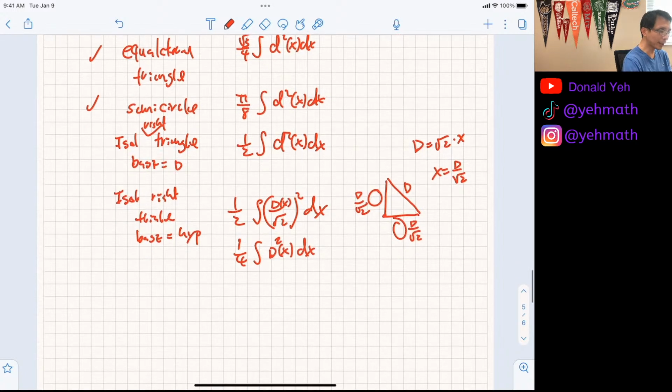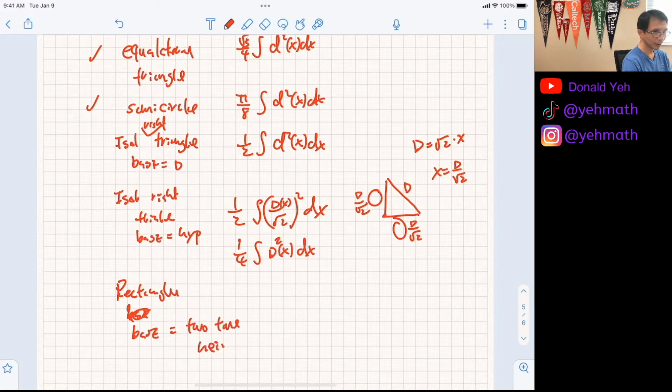Now also there's a rectangle. How do they word it for a rectangle? For a rectangle, they will say the base. You have to be careful with this kind of wording. The base is equal to 2 times the height. Base equal to 2 times the height. So usually if the base is 2 times the height, then remember the base is 2 times the height, it's going to be the base, right?